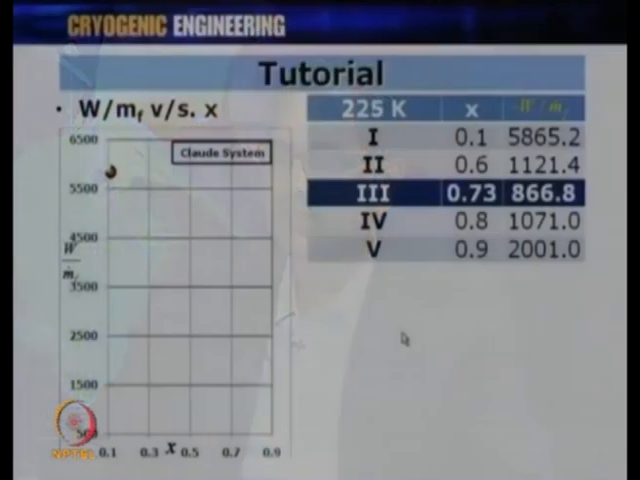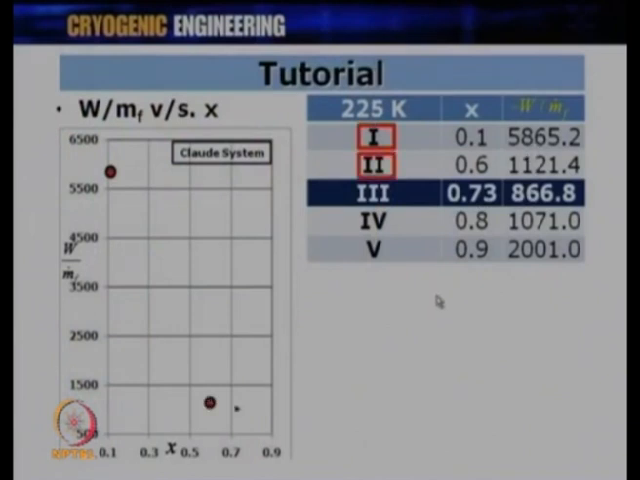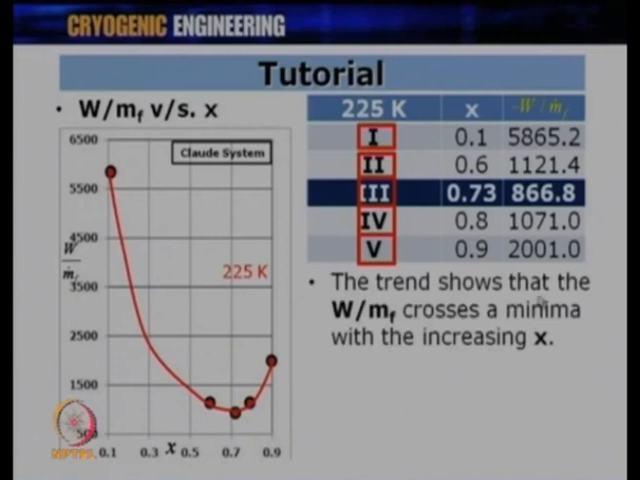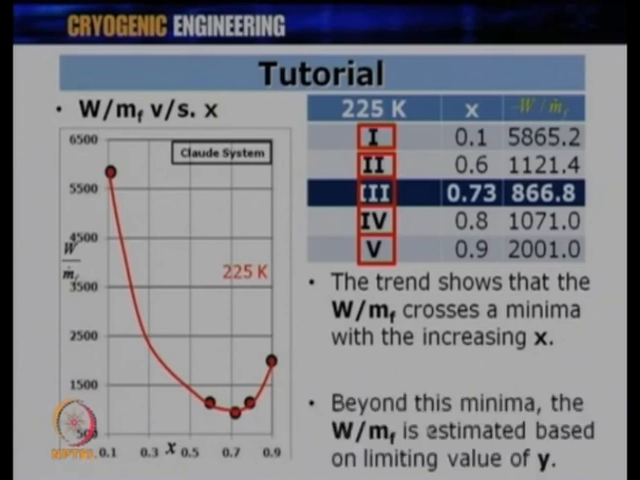Similarly, if I compute the value of W by mf versus x, I see that, as I said earlier, it starts coming down, hits the minimum value and then starts going up. If you plot these 1, 2, 3, 4, 5 cases, what you see is that for T3 equal to 225 Kelvin, I get the minimum again around 0.73. The trend shows that W by mf crosses a minimum with an increasing value of x. Beyond this minima, W by mf is estimated based on the limiting value of y, this is clear.